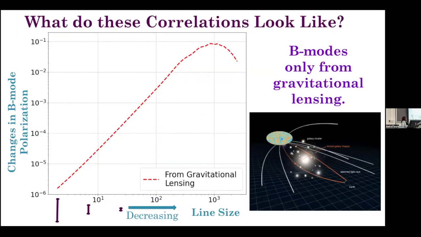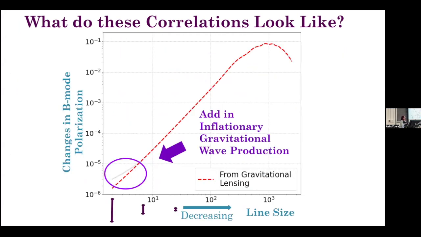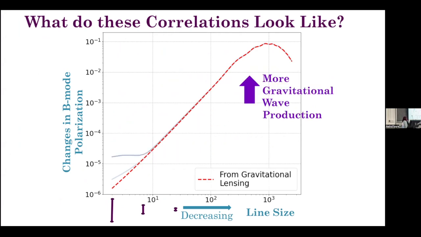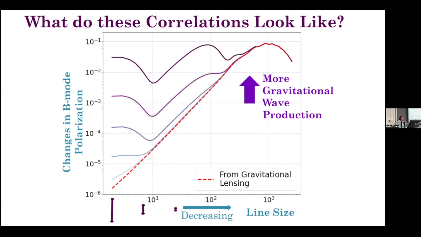So first, here's an example of our B mode polarization power spectrum just from gravitational lensing. So this is only the part that comes from this light being lensed on its way from the CMB to us. We now can add in inflationary gravitational waves, which will affect the largest scales. If we add in more gravitational waves, the amplitude for this will increase. And it will continue to increase as we're adding more and more gravitational waves.